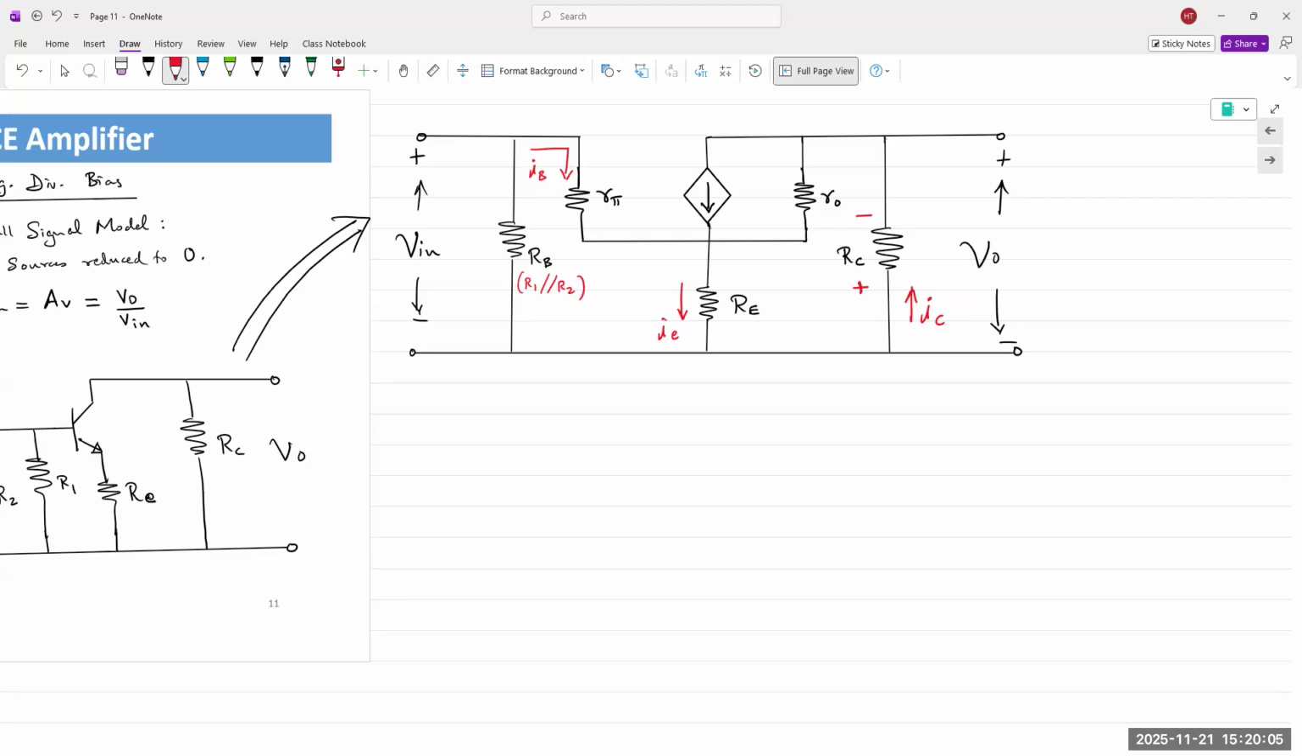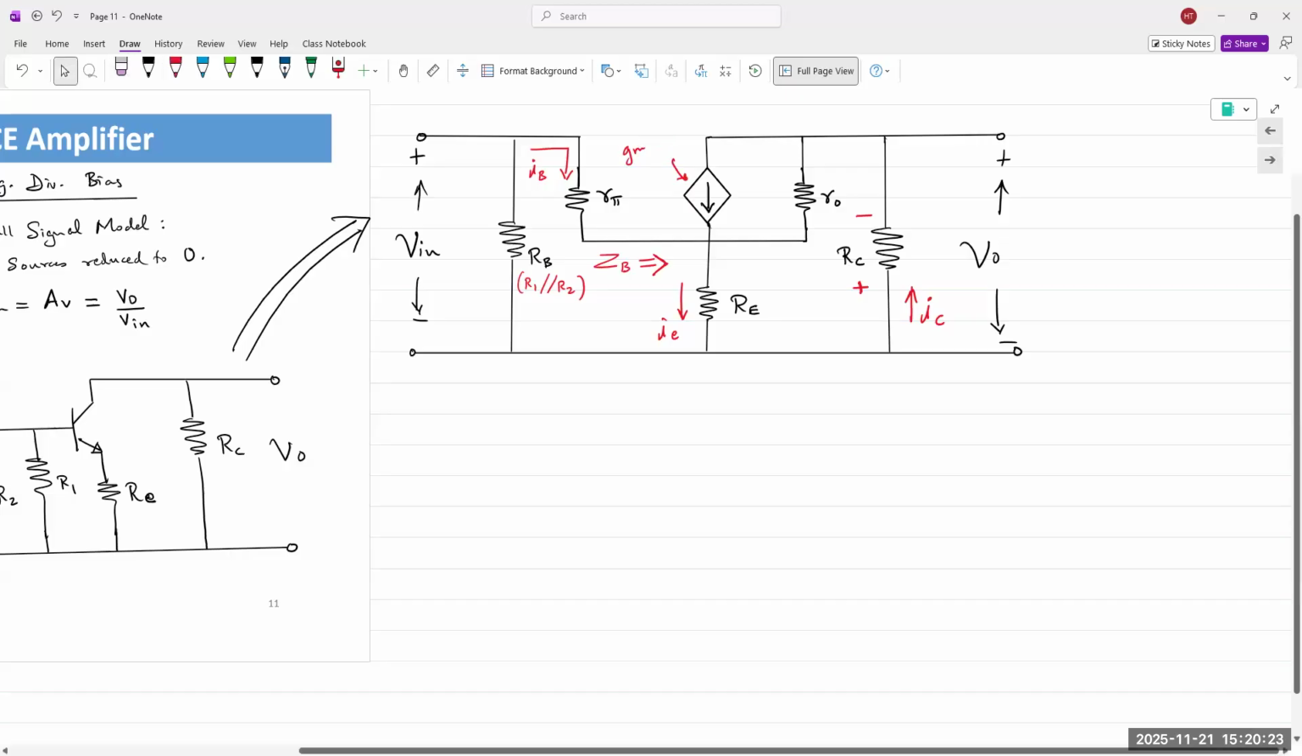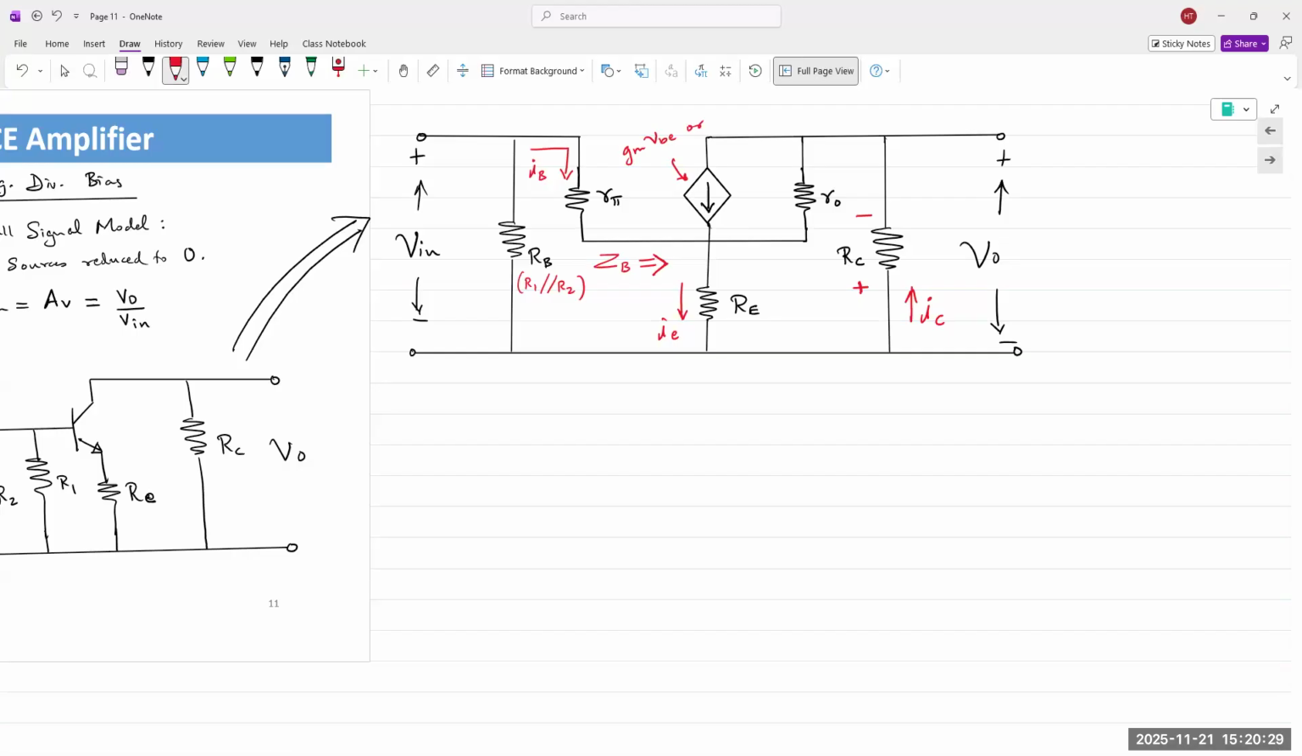ZB is the impedance of the base looking into the terminals right here. And this current source could be gm VBE, or beta IB.